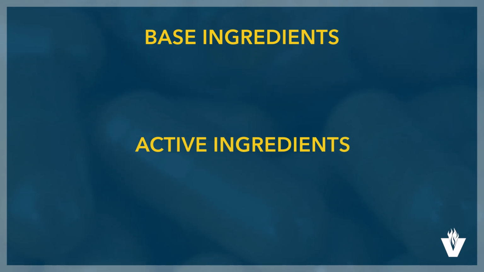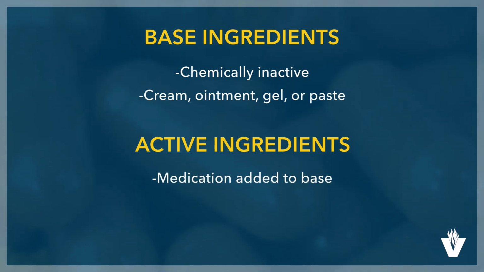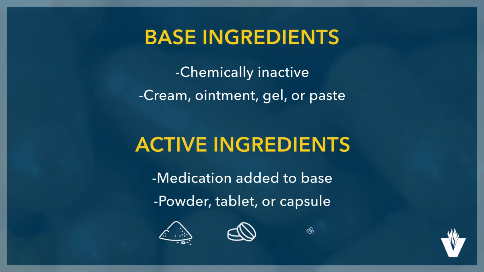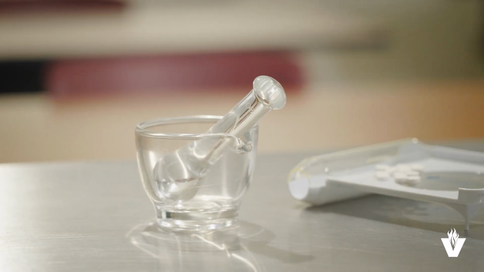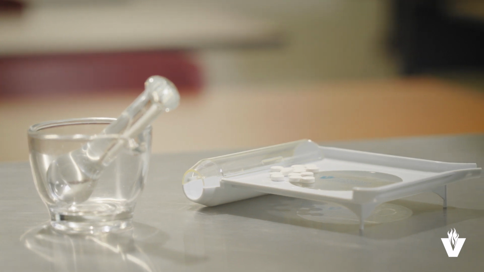The base ingredient is an inert delivery vehicle such as a cream, ointment, gel, or paste. The active ingredient is the medication that is added to the base that usually comes in a form of a powder, tablet, or capsule. There are times it could be another topical product as well. The original form of the active ingredient needs to be reduced to a fine powder using a mortar and pestle before being weighed according to the compounding recipe.